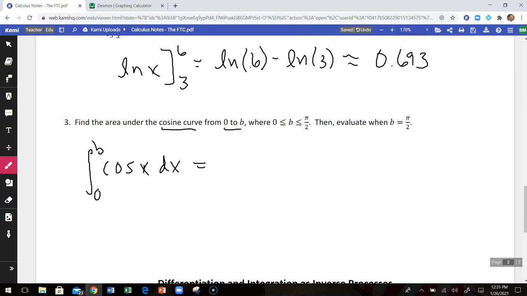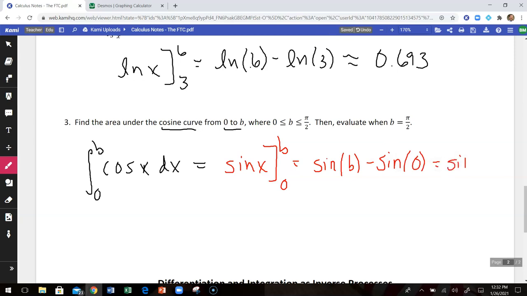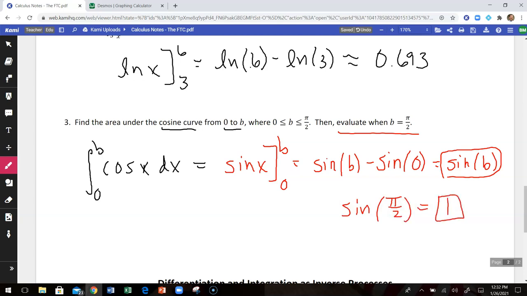We are going to take the antiderivative of cosine. So the antiderivative of cosine is sine, the sine of x. We are going to evaluate that from 0 to b, which means we get the sine of b minus the sine of 0. Well, the sine of 0 is 0, so that means that my final answer here would be the sine of b, but then it tells me to go ahead and evaluate when b is pi over 2. So if b is pi over 2, that means I would simply just get the sine of pi over 2, which is 1.